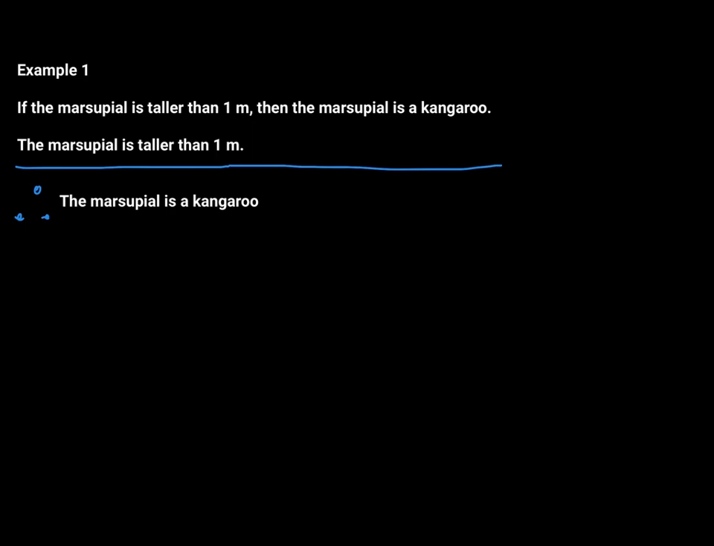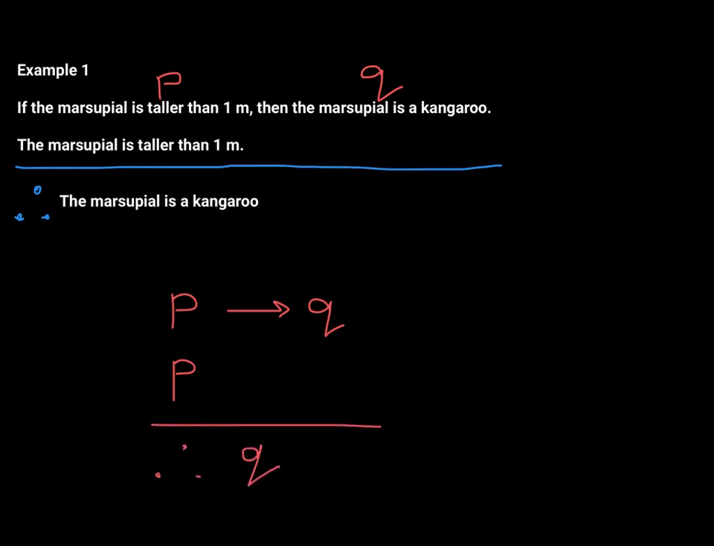The marsupial is taller than 1 meter. And this is your Q. The marsupial is a kangaroo. And you're given that the marsupial is taller than 1 meter. So in other words, in symbolic form, you have this. If P, then Q. And then you're given the first premise, P. Therefore, we can conclude Q. This argument is the law of detachment. Therefore, it is a valid argument because it's a law of detachment.